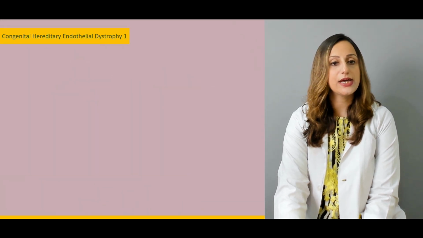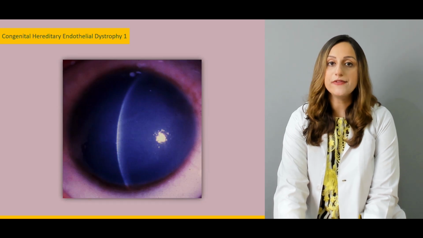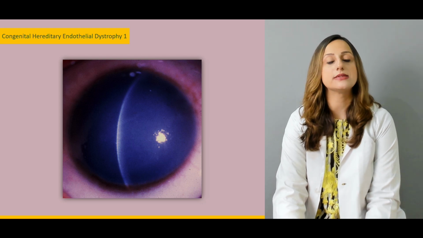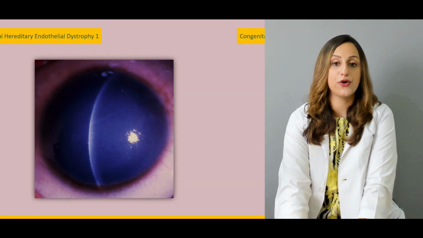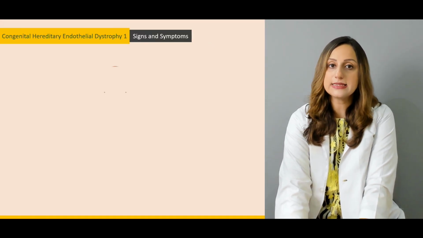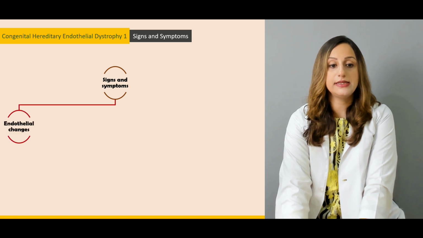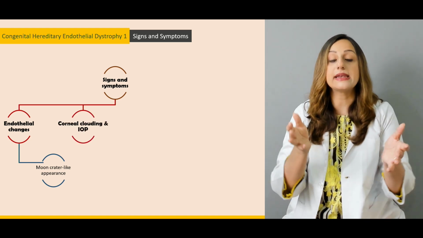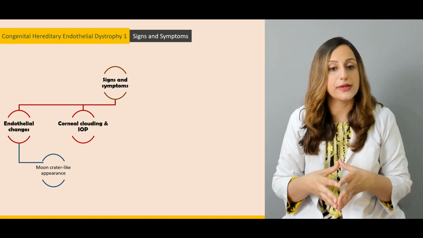Then we have the congenital hereditary endothelial dystrophy 1, involving the endothelium. Once we're done with the epithelium, we have other variants and other genes involved for involving the endothelium of the cornea. The signs and symptoms included for this kind of a variety are the endothelial changes, which would be a moon crater-like appearance in the endothelium. There would be an ulceration that is basically giving off this moon crater kind of appearance.